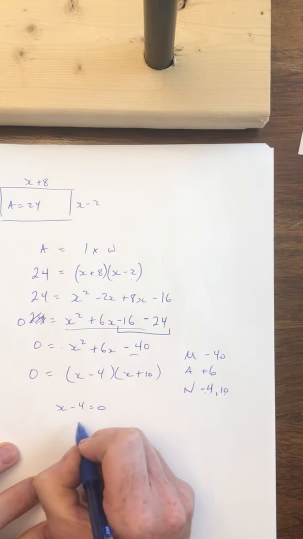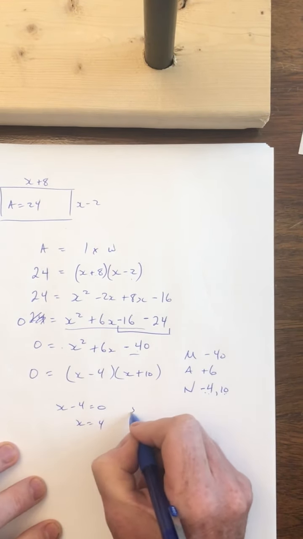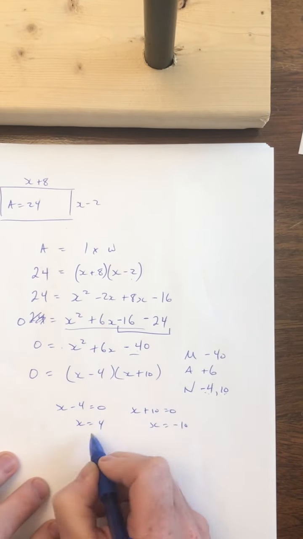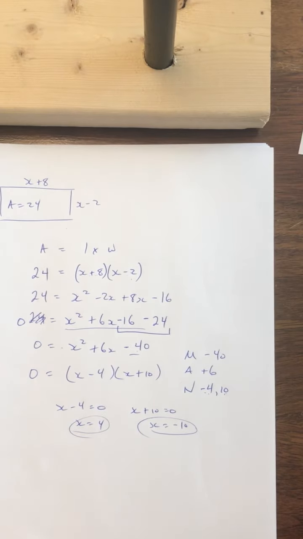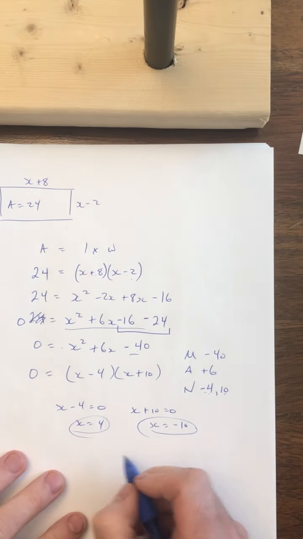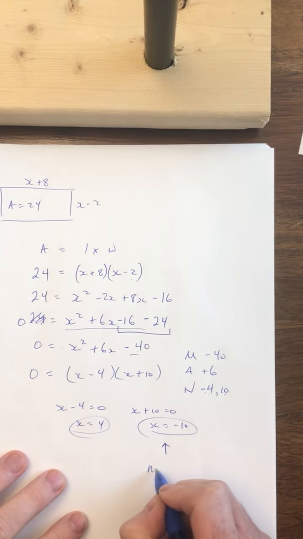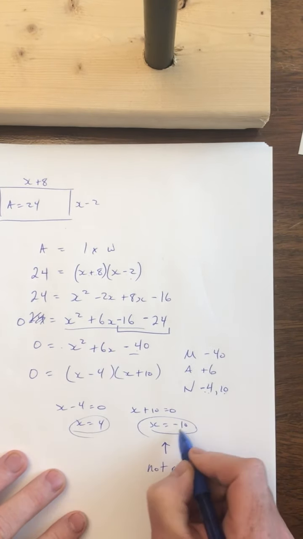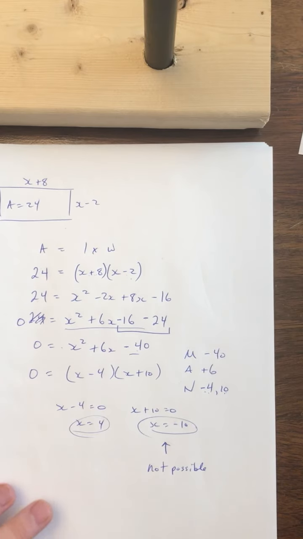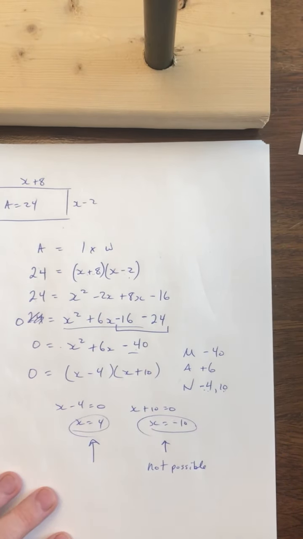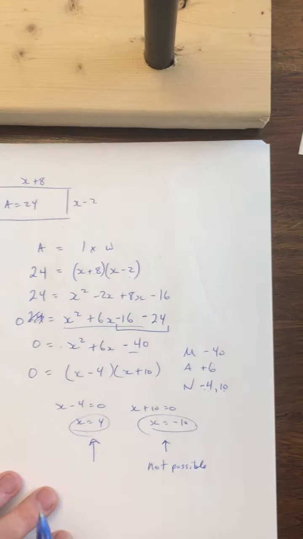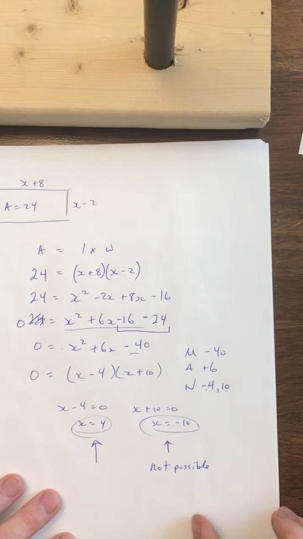x minus 4 is 0, x is 4. And x plus 10 is 0, x is minus 10. So these are our two possible values. However, we know that this one is not possible because it's a negative value. So this is our answer here. If we sub in 4 for x and multiply that out, we will get 24. That's it.